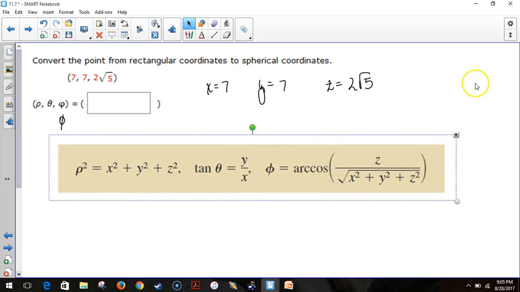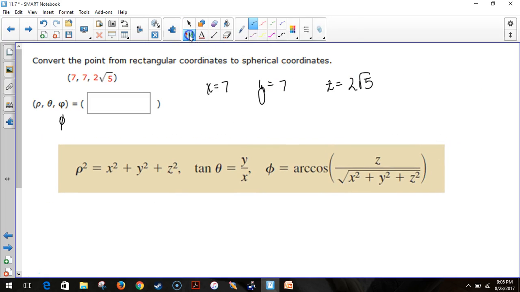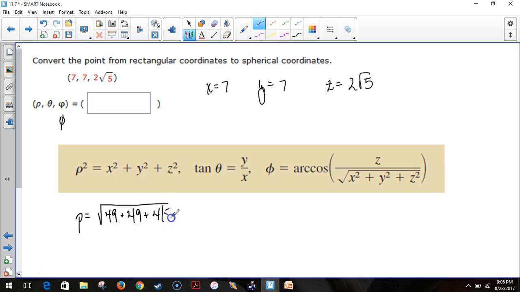Well, I want rho. I have rho squared. So how about rho being the square root of x squared plus y squared plus z squared. And so I'll have, what's that, a square root of 98 plus a 20, so the square root of 118. That would be rho.